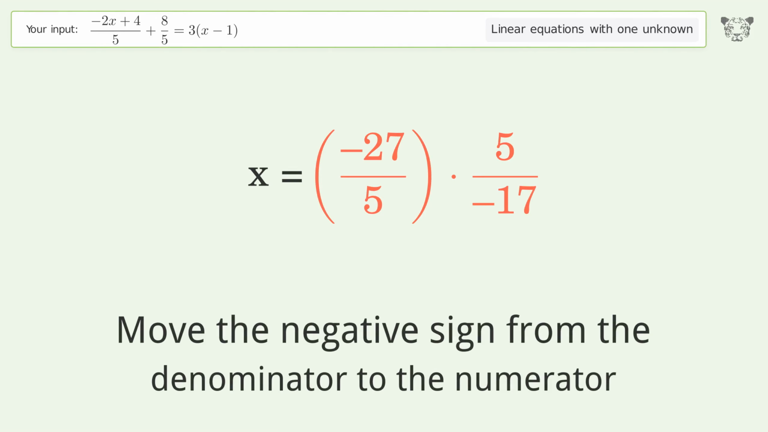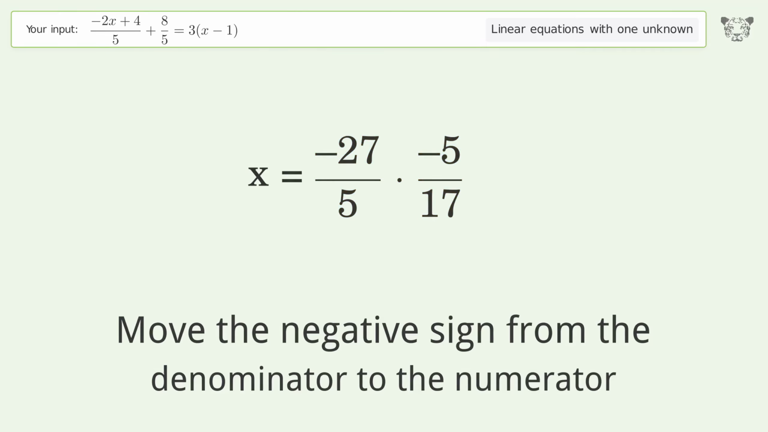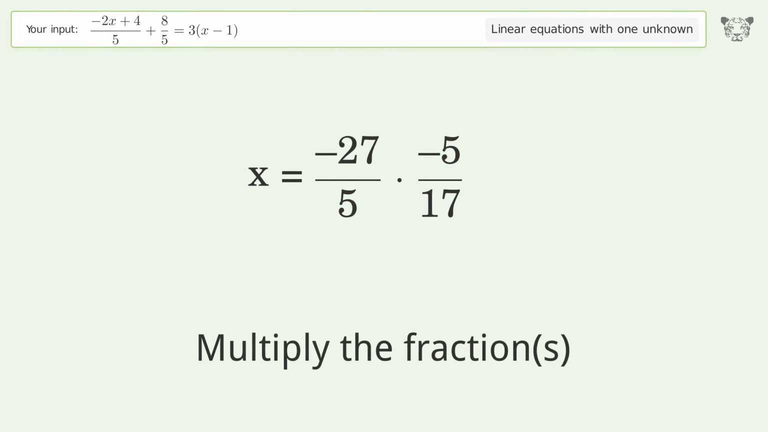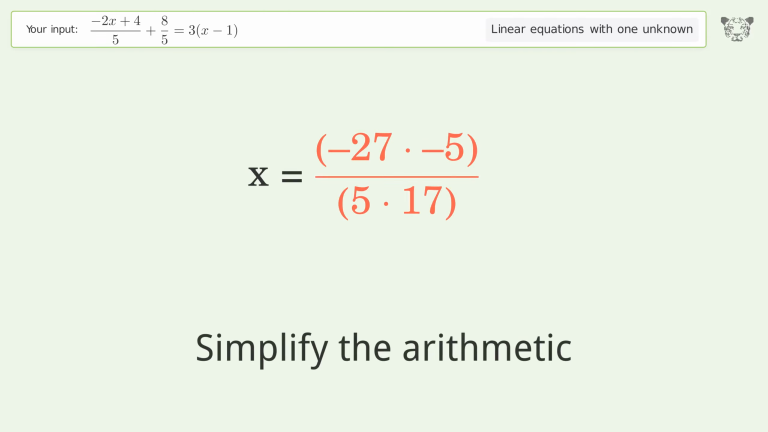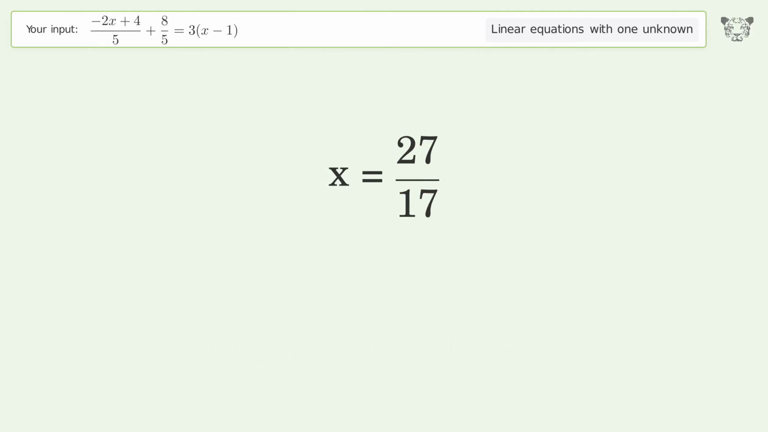Move the negative sign from the denominator to the numerator. Multiply the fractions. Simplify the arithmetic. And so the final result is x equals 27/17.